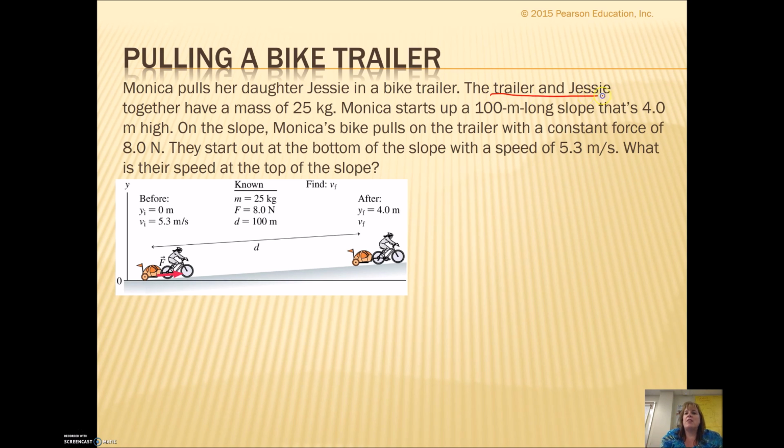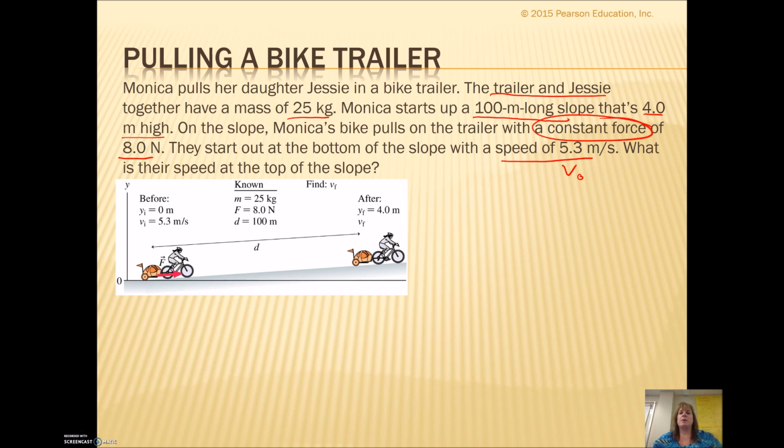The trailer and the girl have a mass of 25 kilograms, and the slope is 100 meters long and 4 meters high. On the slope, this woman is pulling with a constant force of 8 newtons, and they start at the bottom of the slope with an initial speed of 5.3 meters per second. I want to know, what is their speed at the top of the slope?